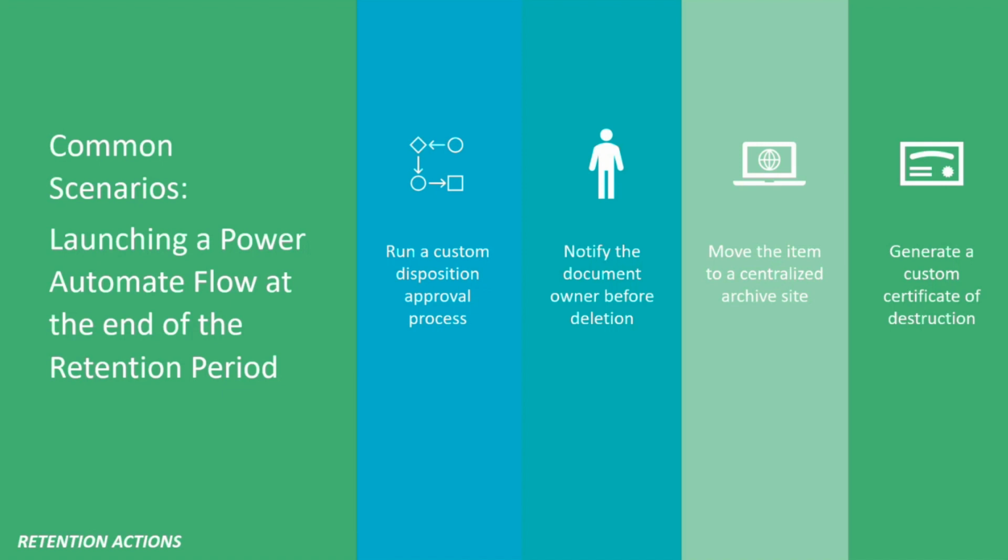By launching a Power Automate flow, you can do things such as running a custom disposition approval process, notifying document owners, moving the item to a centralized archive, or generating a custom certificate of destruction.